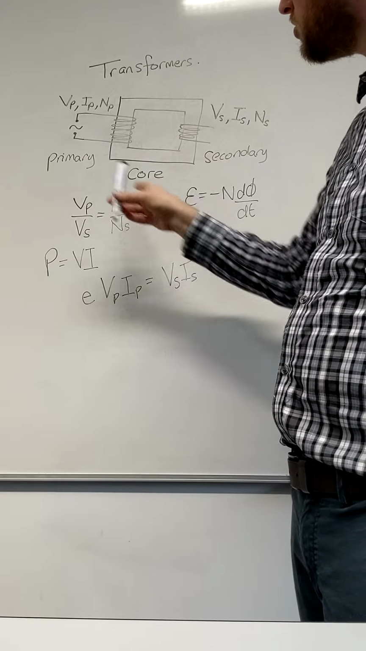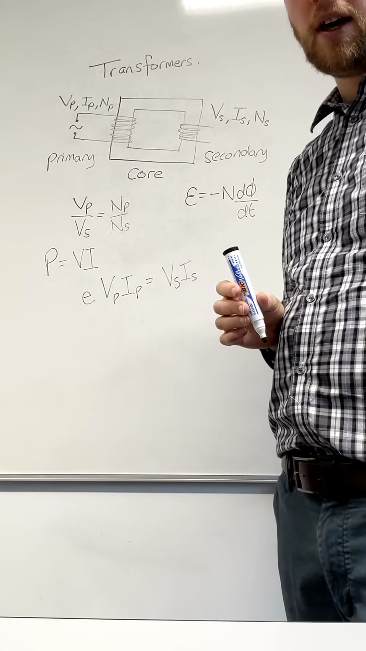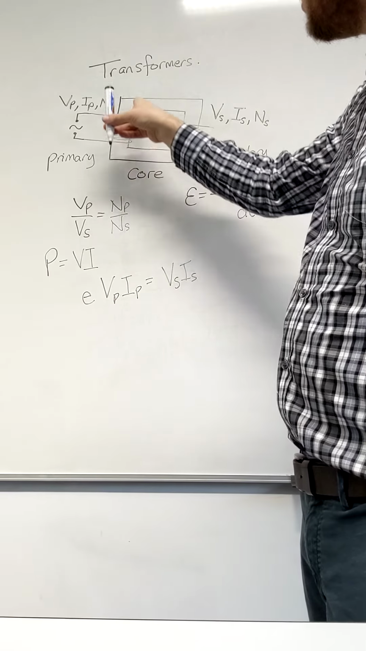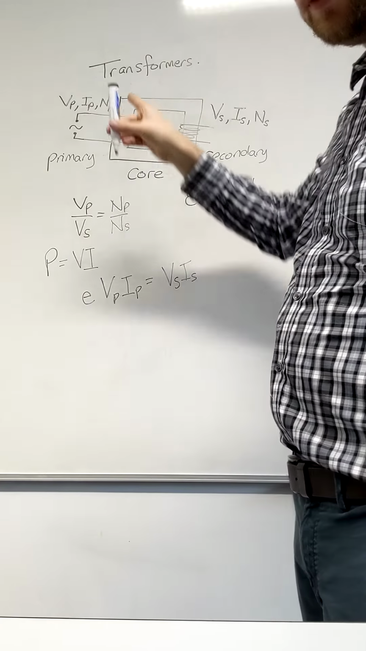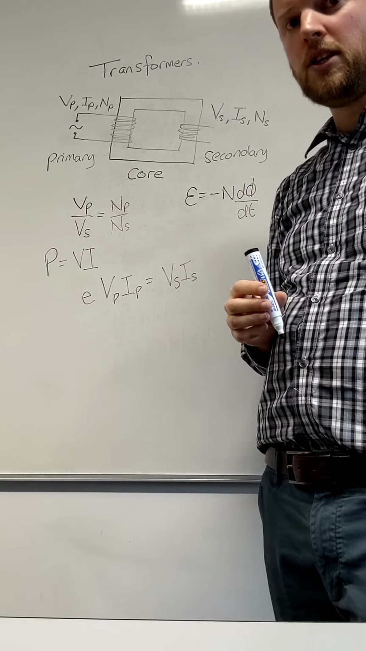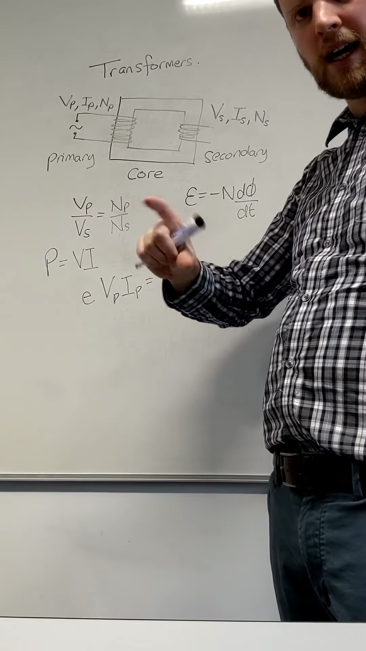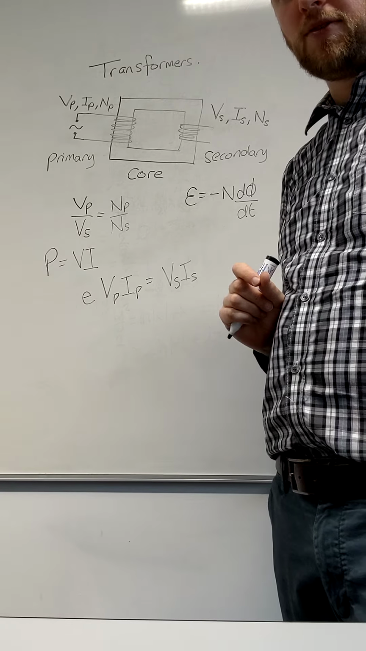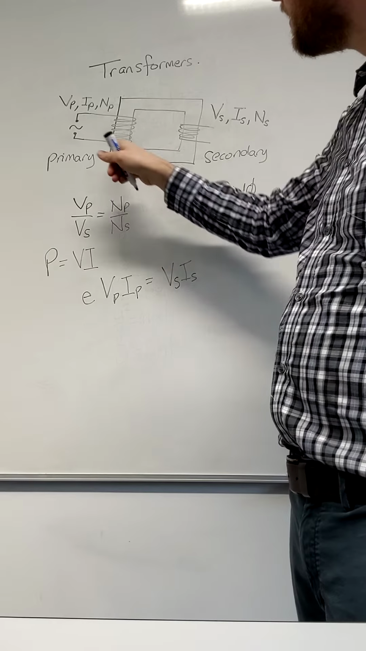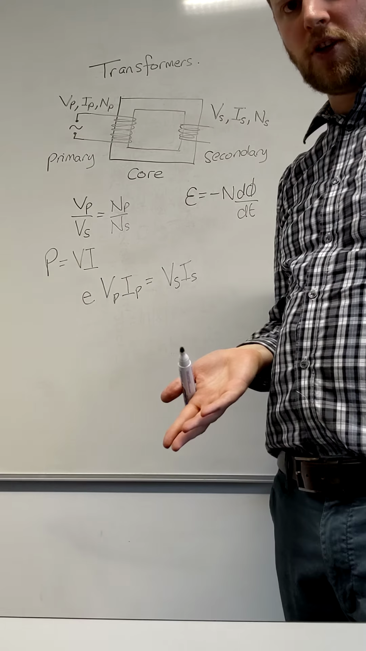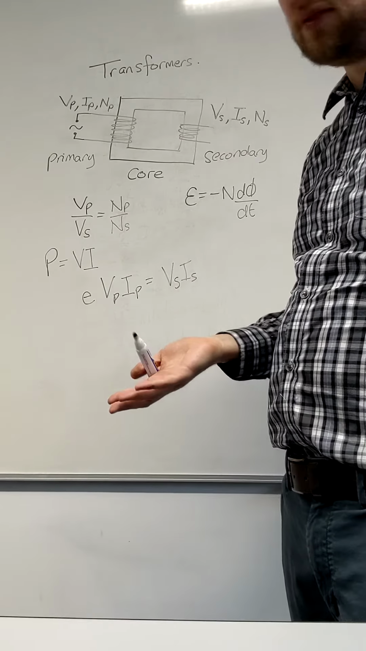So there are some sources of energy loss here. First of all, because a magnetic field passes through the core, you can get what are called hysteresis losses, as this core is magnetized and demagnetized a number of times every second. In any of these electrical wires, you can always get resistive losses, so I squared R.